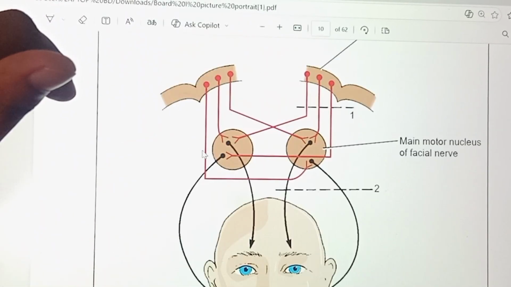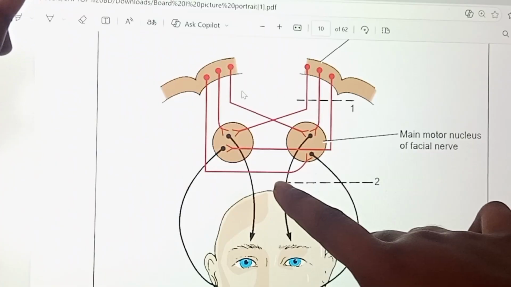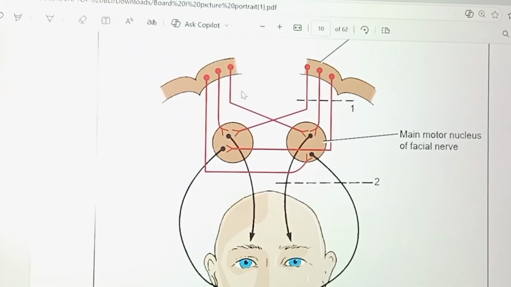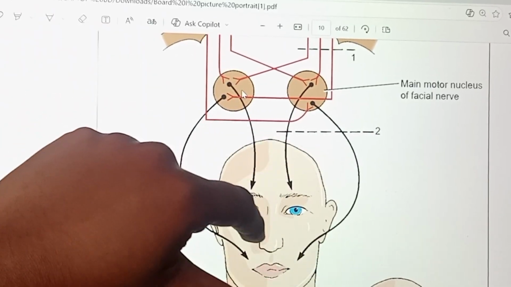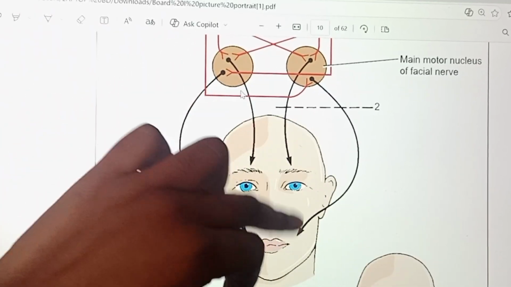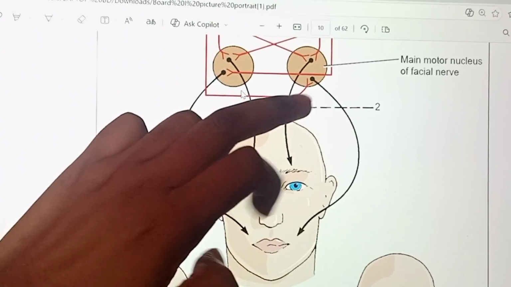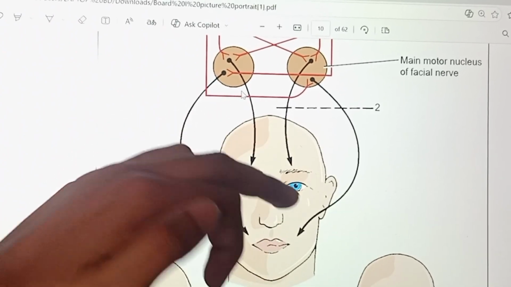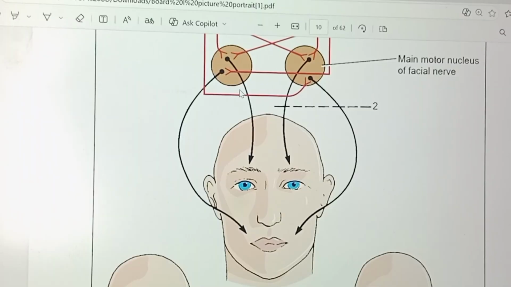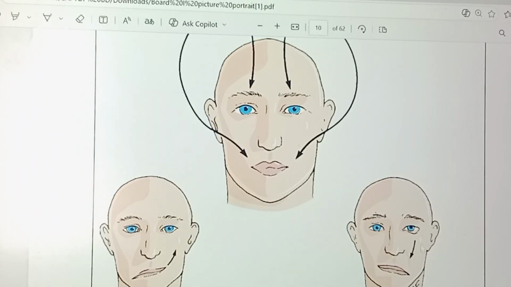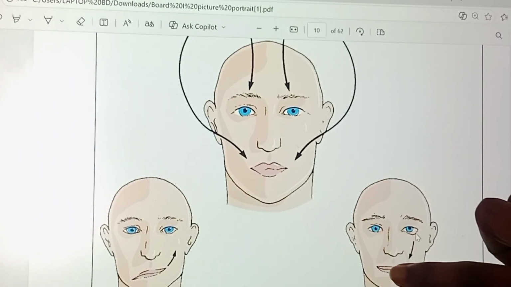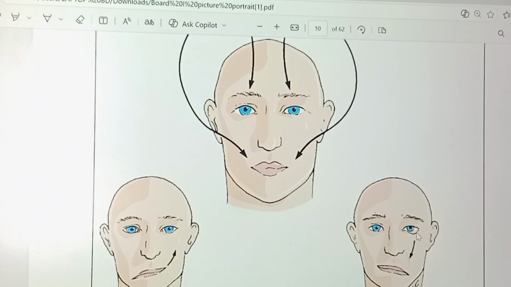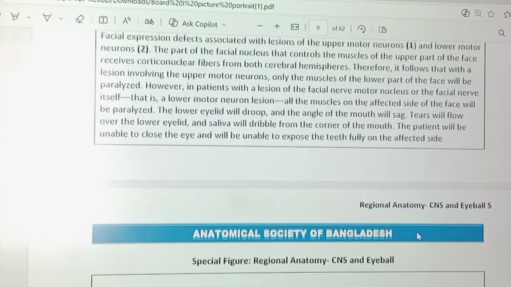Next, if we cut the lower motor neuron, what will we notice? If we cut this lower motor neuron, we will notice that the same-sided part of the face, both the upper and lower part of the face, will be paralyzed. What will we notice here? Look, the drop of the eyelid, the drop of the angle of the mouth.